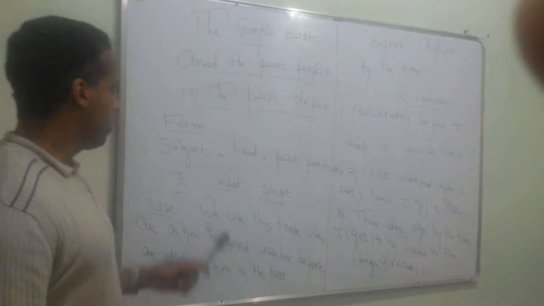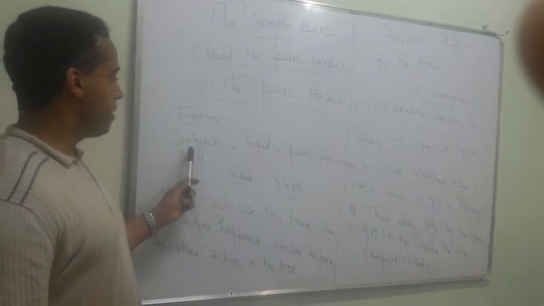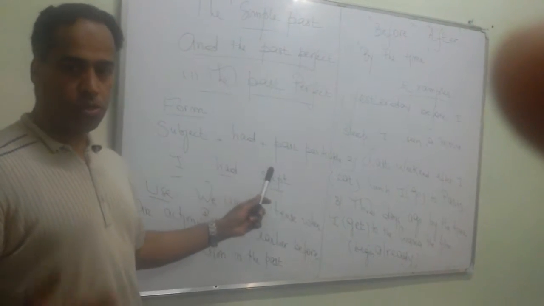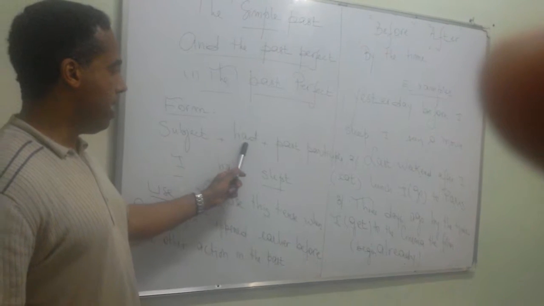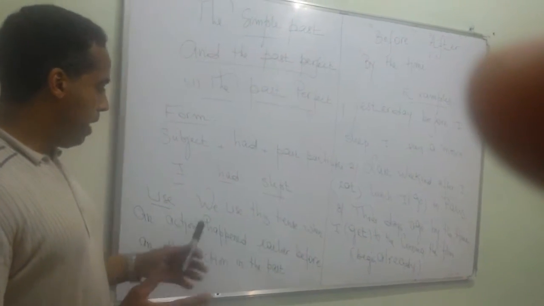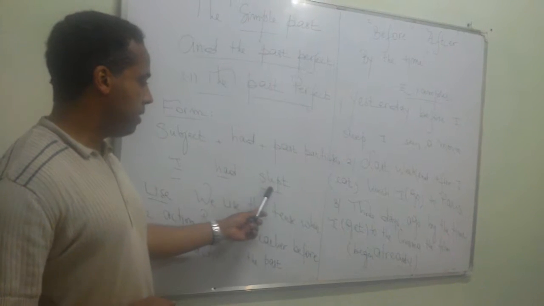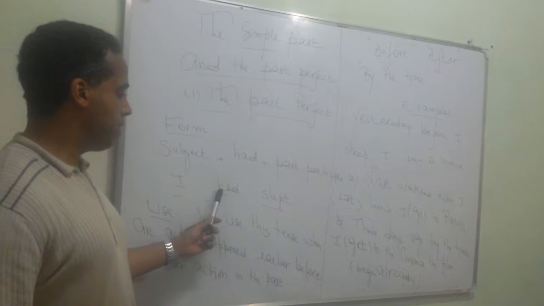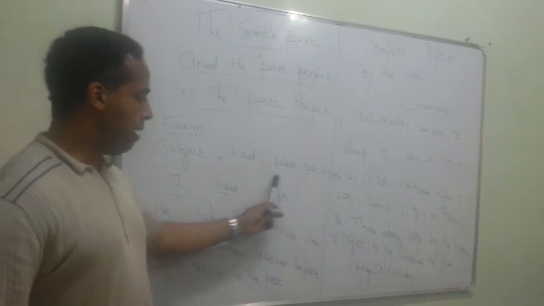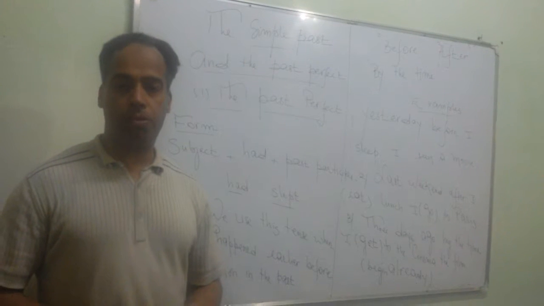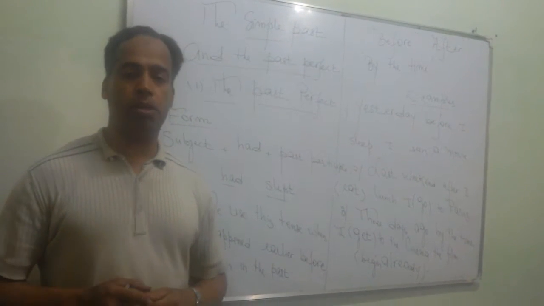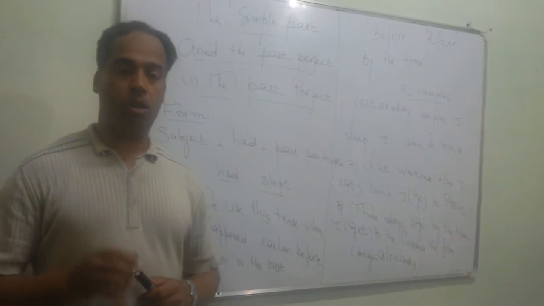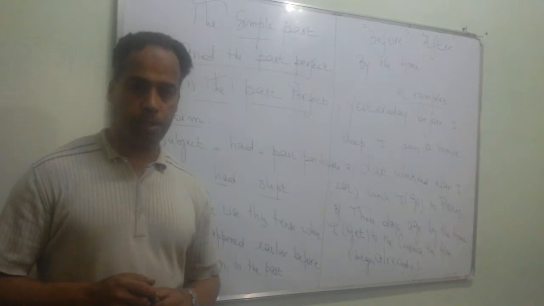Okay, so the form of the past perfect is subject plus had plus past participle. I'm going to repeat: subject plus had plus past participle. As an example, I had slept. The subject is I plus had plus slept, and slept is the past participle of the verb to sleep. That's why it is very important for baccalaureate students to memorize by heart all the irregular verbs and their participles.